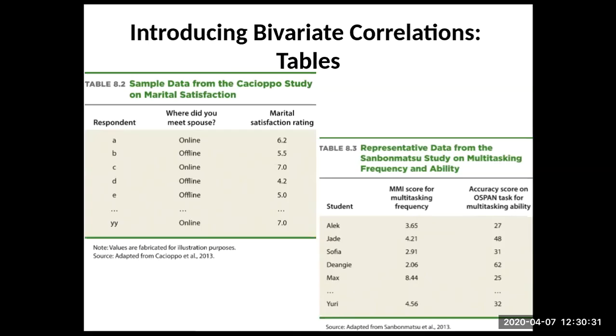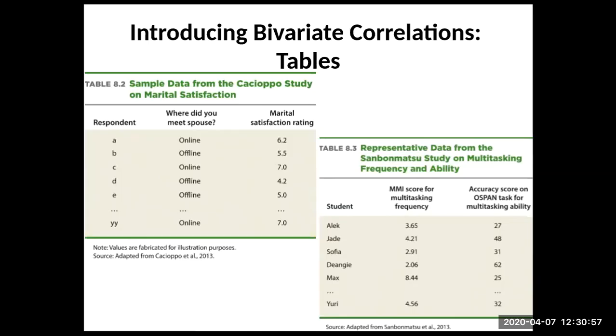So what about table 8.3? What can we say about that? We see representative data from a study on multitasking frequency and ability. And you may remember this from a past chapter. We talked about looking at a correlation between the amount of multitasking, or how often a person multitasks, and their accuracy score on a task for multitasking ability. What we should see is a negative correlation.